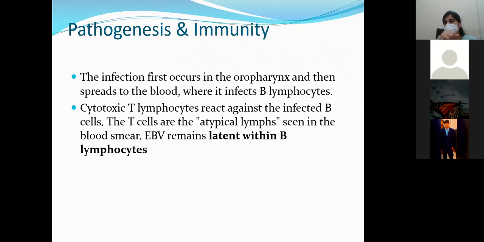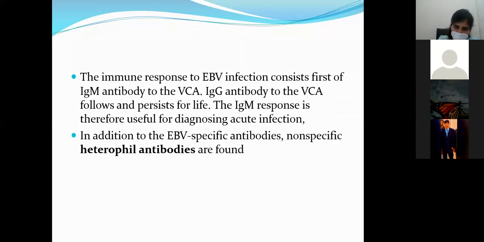Similarly, what was happening in cytomegalovirus? Cytomegalovirus remains latent in the leukocytes, and Epstein-Barr virus remains latent in the B lymphocytes. Immune response to Epstein-Barr virus infection consists first of IgM antibodies to VCA, the viral capsid antigen. IgG antibody to viral capsid antigen follows and persists for life. IgM response is therefore useful for the diagnosis of acute infection. In addition to the Epstein-Barr virus specific antibodies, non-specific heterophilic antibodies are also formed.